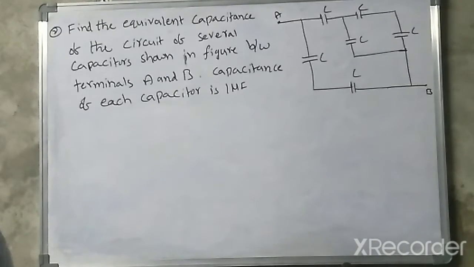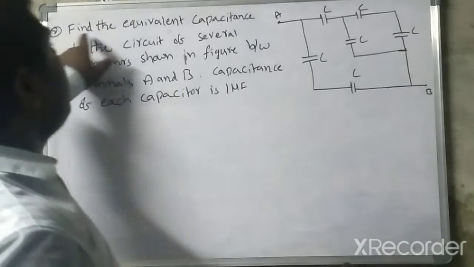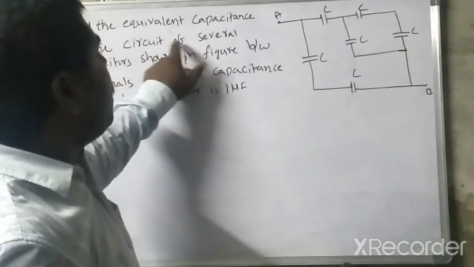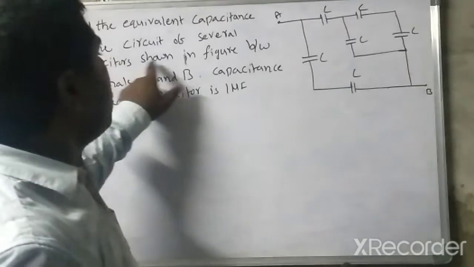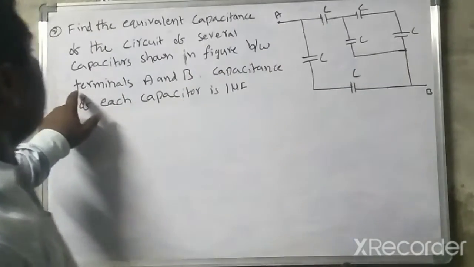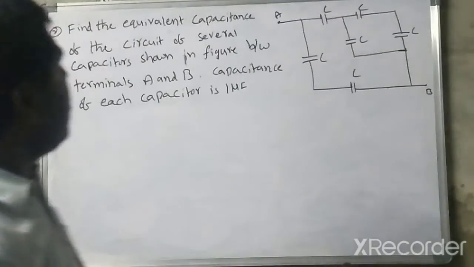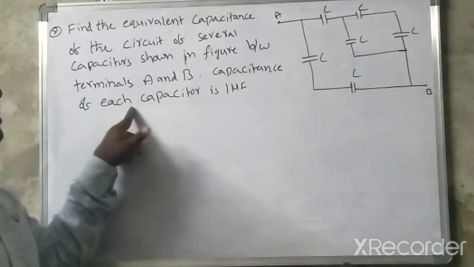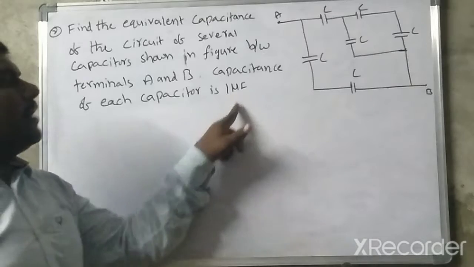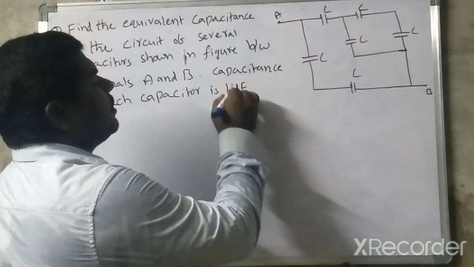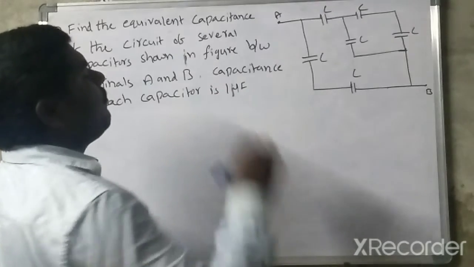Another important model: find the equivalent capacitance of the circuit of several capacitors shown in the figure between terminals A and B. The capacitance of each capacitor is 1 microfarad.